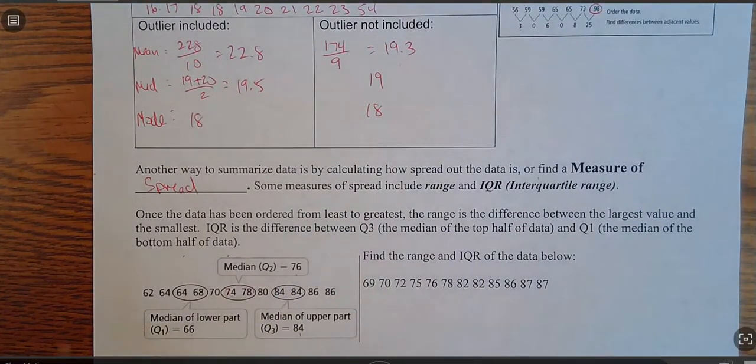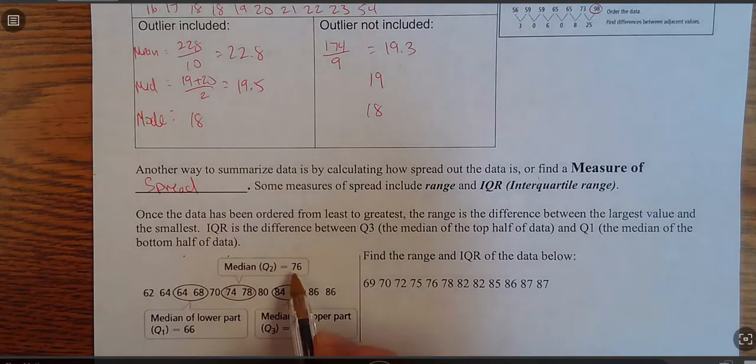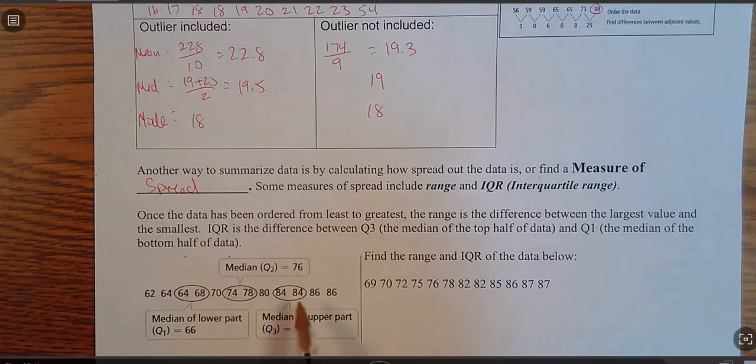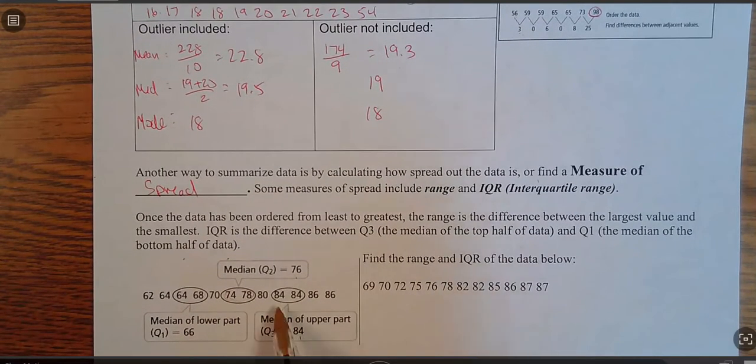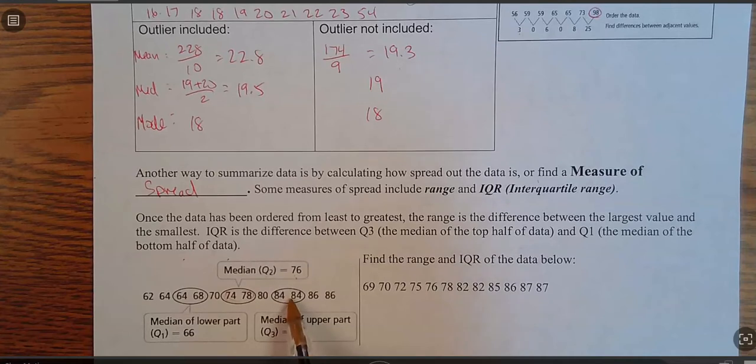What that's doing is splitting it into quarters. So the lower 25% of the data is between 62 and 64. The next 25%, so the 25% to 50%, is between 66 and 76. From 50% to 75% is between 76 and 84, and then the top 25% is 84 and above. So it kind of gives you an idea of where the data is.